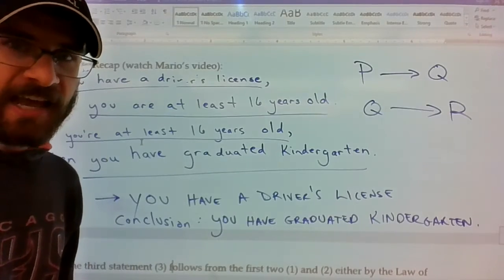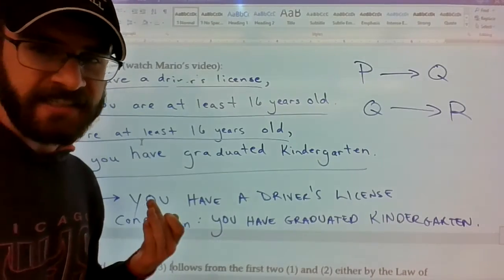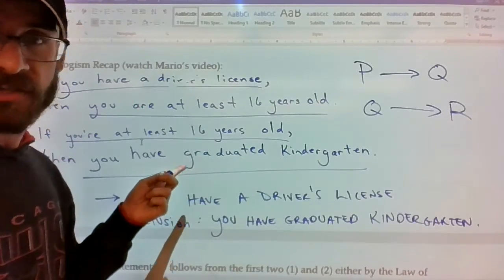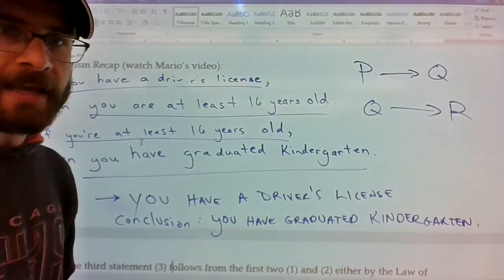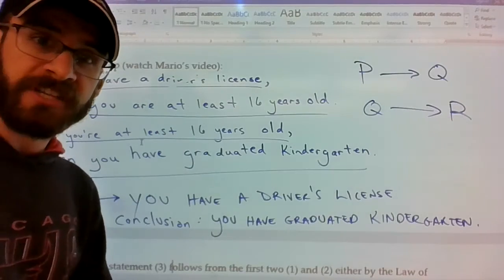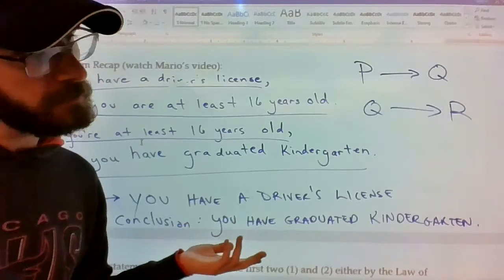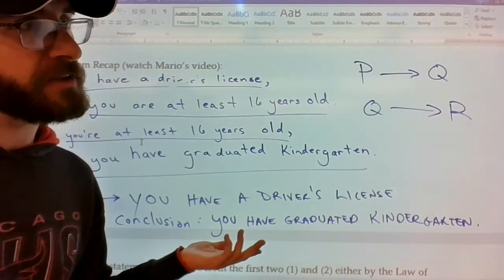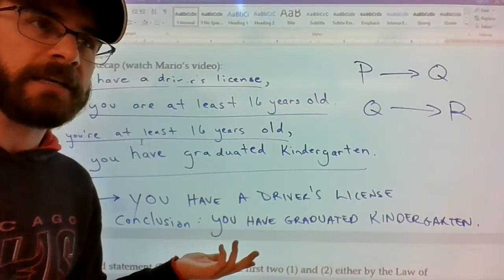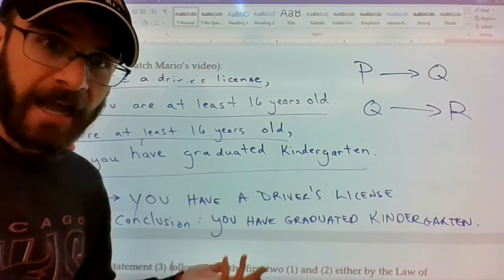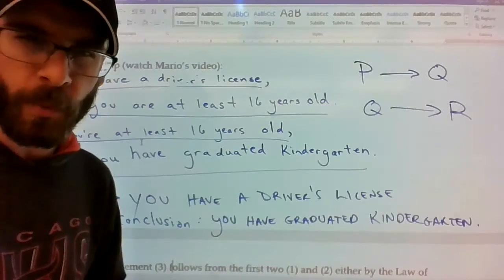Similarly, we can't say you are at least 16 years old and then go to the fact that you have a driver's license. You can't go that way either. I was 16 years old on May 8th, 2002, I believe, and I didn't have my driver's license at that time. I had to wait, I think, a couple more weeks after that.